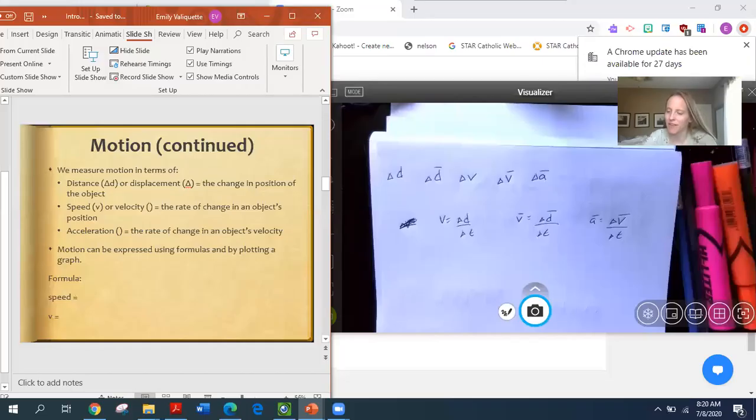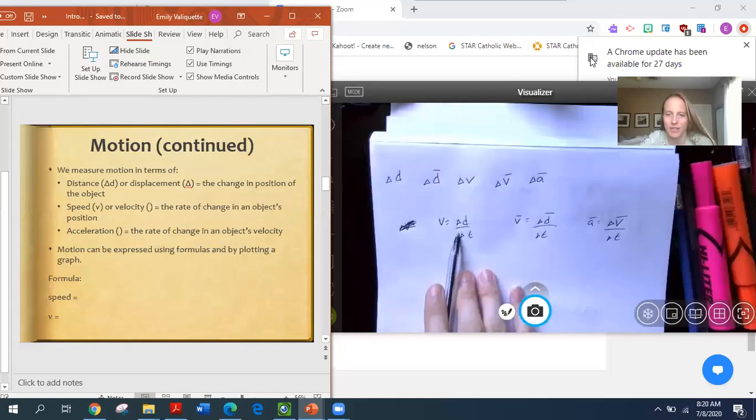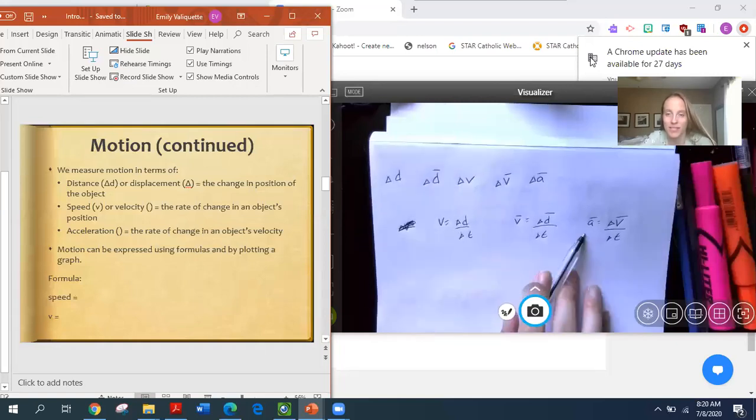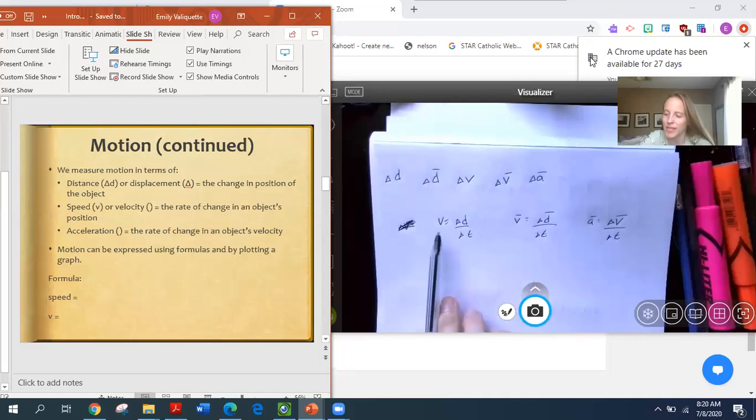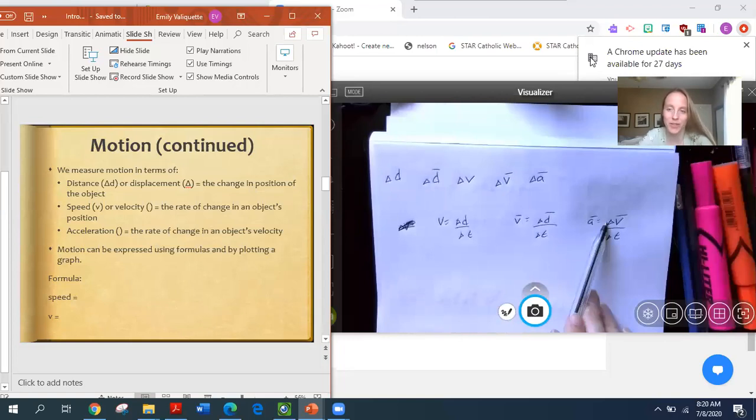So just as a quick reference here, these are the 3 different common formulas that we're going to be using. Speed is a change in distance over a change in time. Velocity is a change in displacement over a change in time. And then acceleration is a change in velocity over a change in time. And as long as the object is traveling in a straight line, you can also do a change in speed over a change in time.